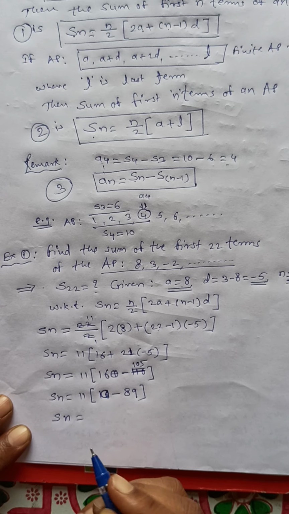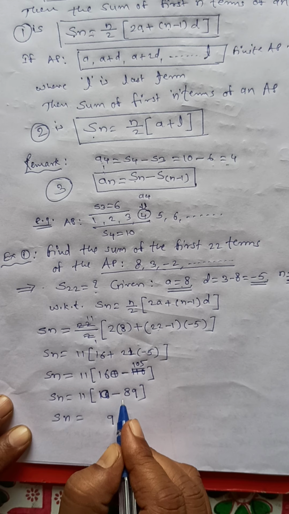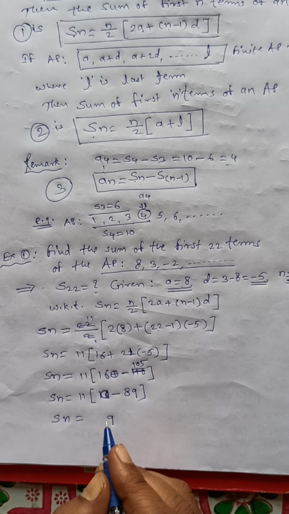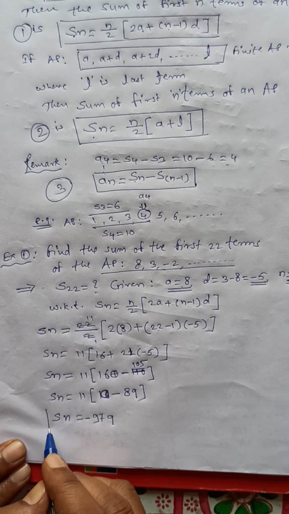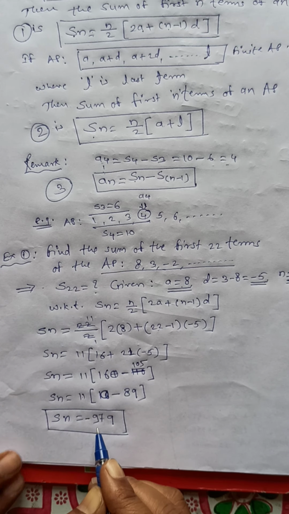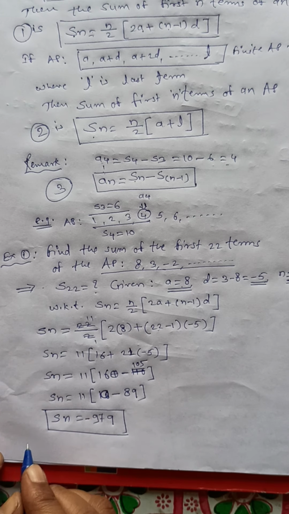So Sn is equal to 11 into minus 89. 11 nines are 99, 11 eights are 88, 88 plus 9 is 97. So Sn is equal to minus 979. So you can conclude your answer.